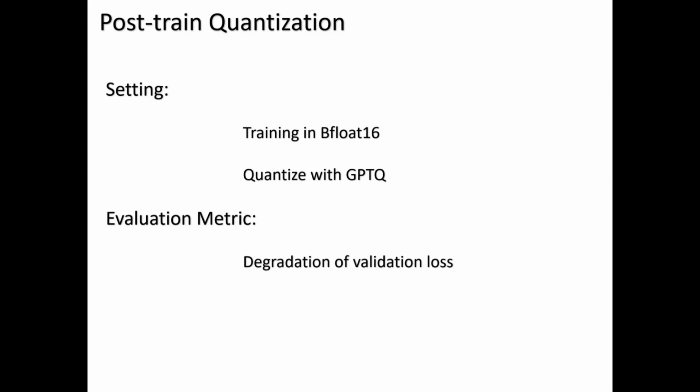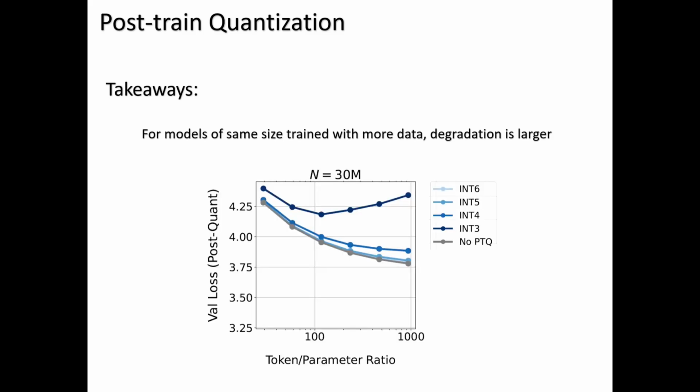One takeaway here is that for models of the same size, when it is trained with more data, degradation in validation loss will grow. In this figure, the model has 30 million parameters, and the x-axis shows the token-to-parameter ratio. From left to right, more tokens are used to train the model, and the y-axis is the validation loss. As you can see, the degradation is larger as the model is trained on more tokens.